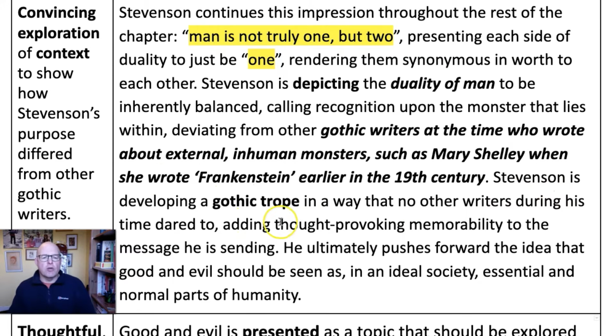Stevenson is developing a Gothic trope in a way that no other writers during his time dared to, adding thought-provoking memorability to the message he's sending. He ultimately pushes forward the idea that good and evil should be seen as, in an ideal society, essential and normal parts of humanity. So this is now a convincing exploration of the context, isn't it?